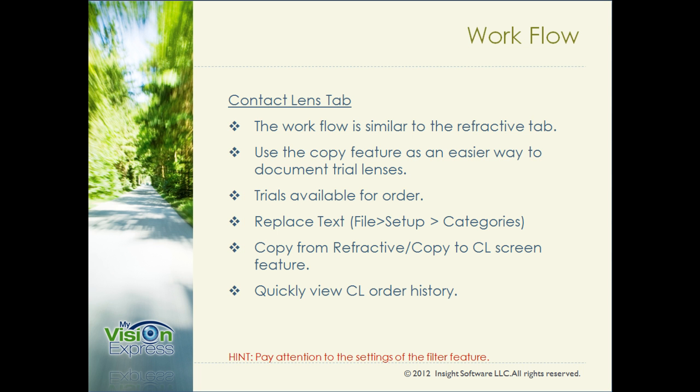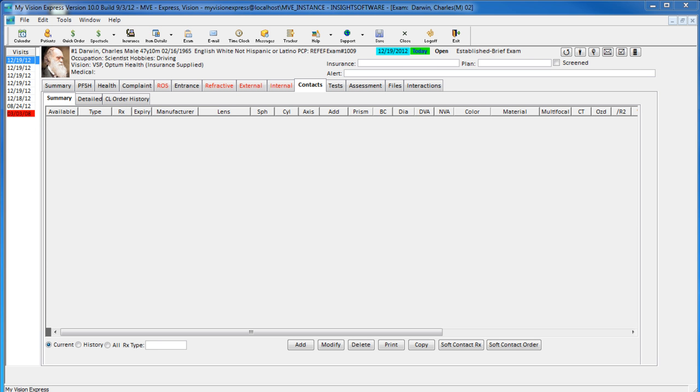So now we'll move on to the contact lens tab. Now the workflow is similar to the refractive tab. You can also use the copy feature as an easier way to document the trial lenses. You can also replace text, much like we did with the contact lens centration. You can do this through file setup, categories, and the brackets. You can also copy from the refractive or copy to the contact lens screen.